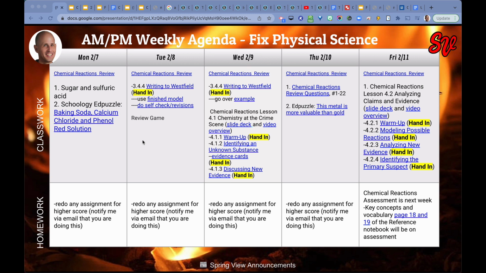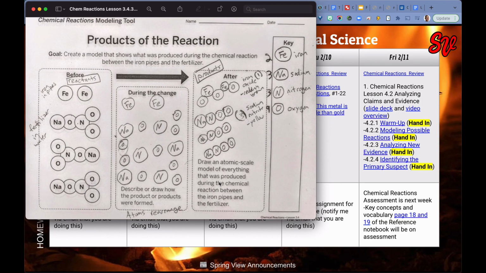Then we did writing to Westfield, so they had to explain to the citizens of Westfield what was produced in the water when fertilizer from the water interacted with iron from the pipes. So they had to use this finished model. So here's the finished model.